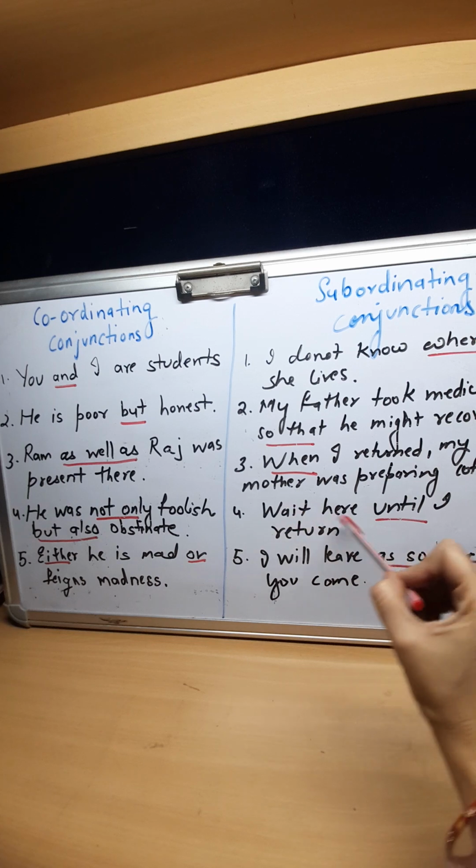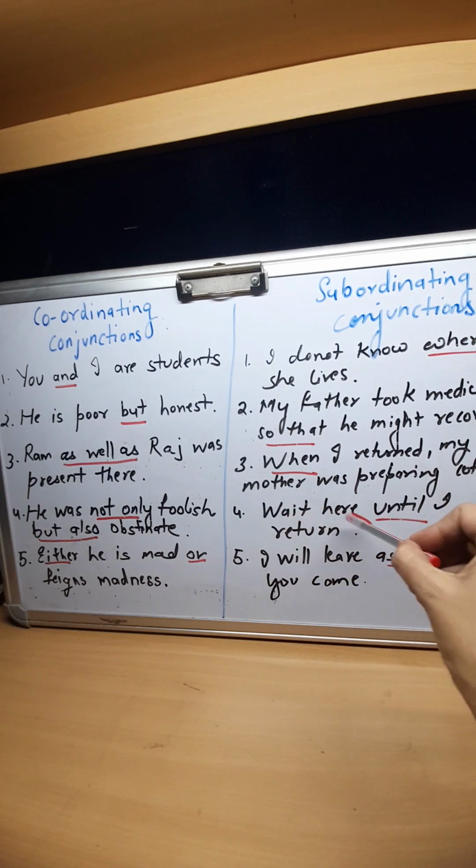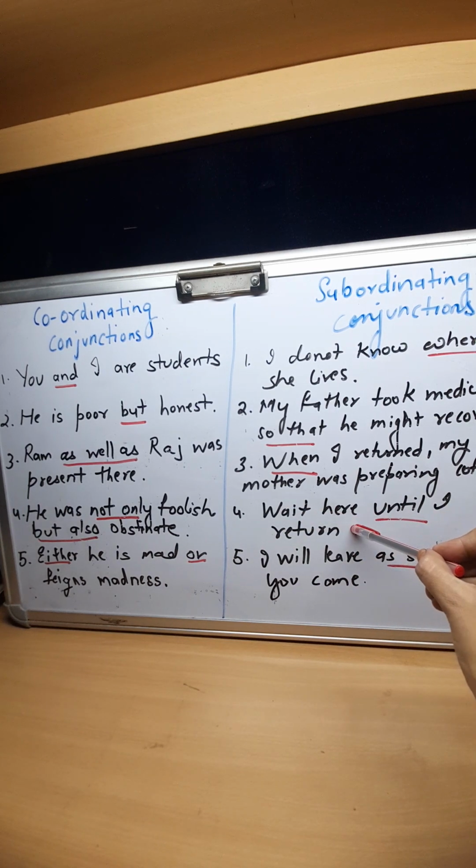Here, wait here until I return. Wait here, complete sentence. But till when do I have to wait? Until I return. So we have used a subordinating conjunction to give the complete meaning.